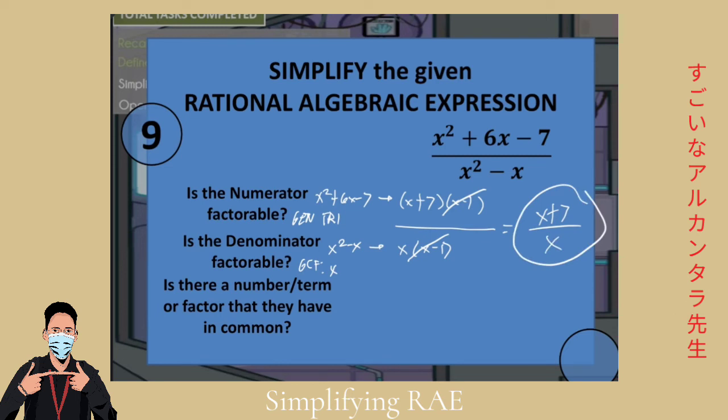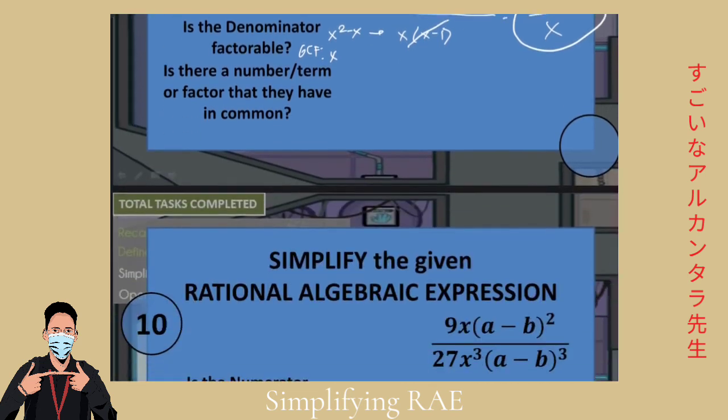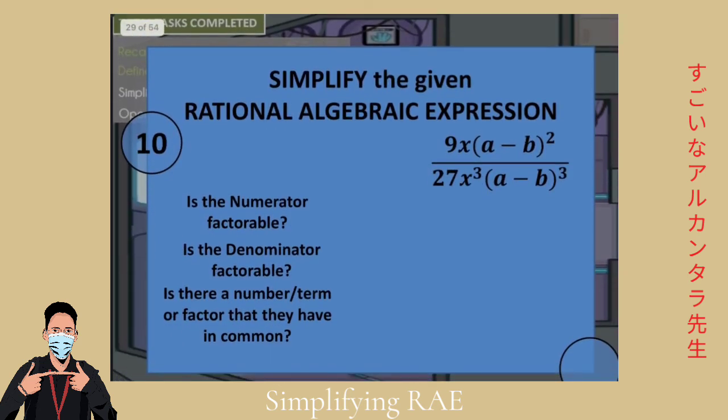I repeat, you cannot cancel out the x's here because the numerator is a binomial and the denominator is a monomial. So that's the rule right there. And for our last example for simplifying RAEs, we have this given. So if you look at this one, you might find it complicated and you might panic.